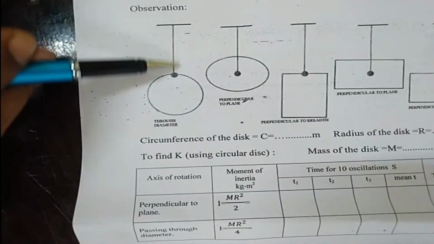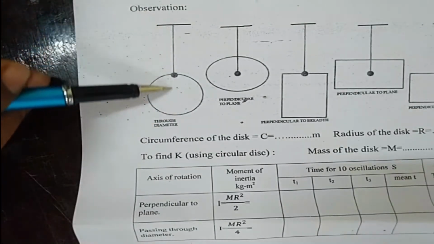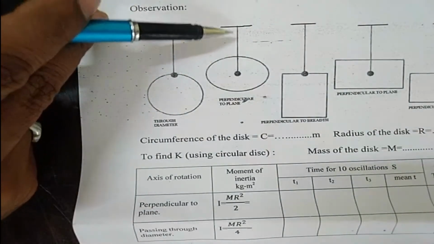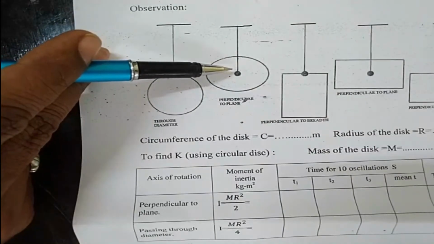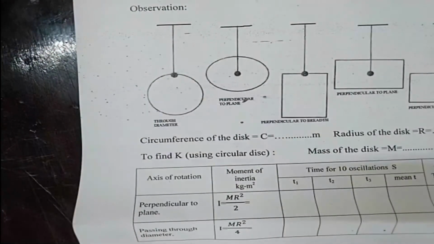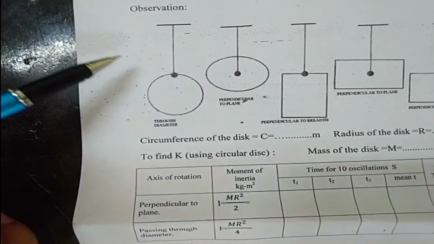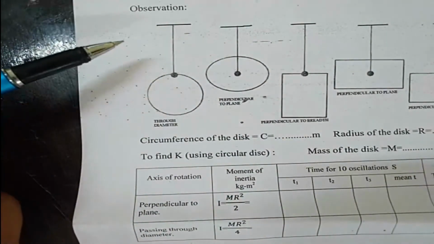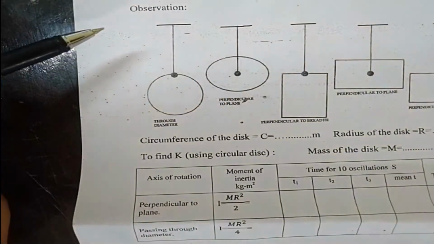So you have to perform both the experiments here. In this first diagram, axis is parallel to the plane. In the second diagram, axis perpendicular to the plane. That is for the circular body. Now we have a rectangular body also in the experiment. It should be considered in all the three cases, that means three mutually perpendicular axes.